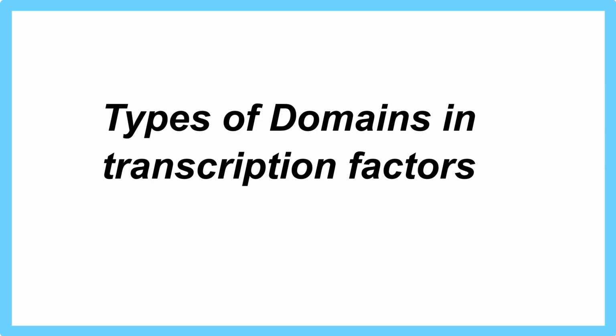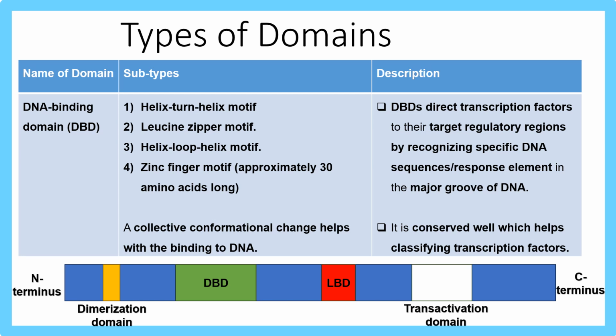So let's look at the types of domains in transcription factors. Here you can see the structure of a transcription factor, and there are lots of domains. You've got the dimerization domain, the DNA binding domain, DBD, the ligand binding domain, the transactivation domain, and then you have the C-terminus. The N-terminus refers to the amine group, and the C-terminus refers to the carboxylic acid group.